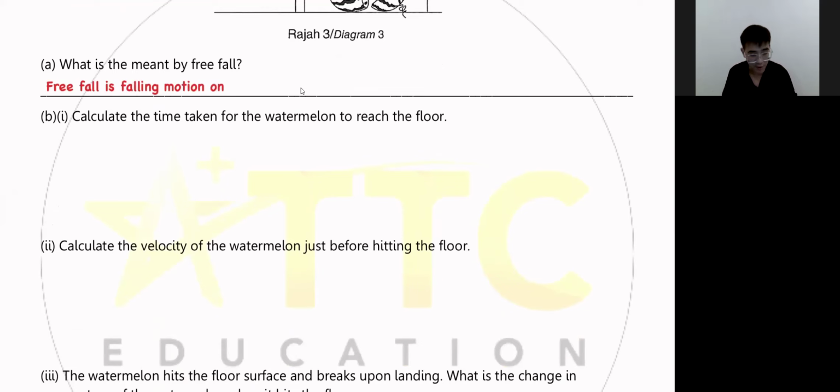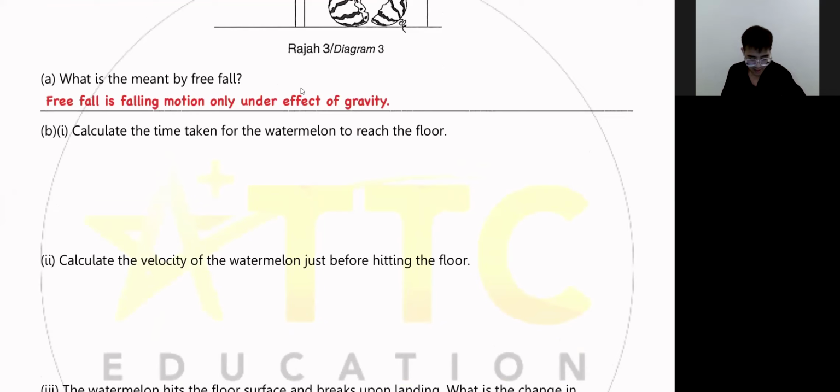But you have to be more specific. You have to say only under the effect of gravity. So when we use the word only, that means it has to be an object falling under the effect of gravity, only and only gravity. That means there must be no other factor affecting the falling motion. So let me show you. If let's say this bottle falls down, this is not called free fall because this object falling down is not just affected by gravity, but at the same time, when this object falls, there will be air resistance acting on it. So the air resistance will be another factor that is affecting the falling motion.